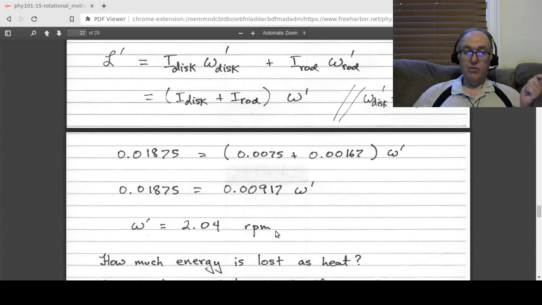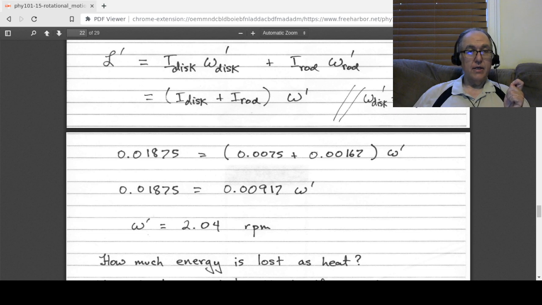Okay. Why revolutions per minute? Because all of our omegas are in revolutions per minute. Okay. Now I didn't put the units in there, but if I put the units in there on this side, we would have had kilogram meters squared RPM, and here we would just have kilogram meters squared. So the kilogram meter squared would have canceled out, leaving just the RPM. Okay. And so there we go. We get an answer that the common angular velocity is going to be 2.04 RPM.